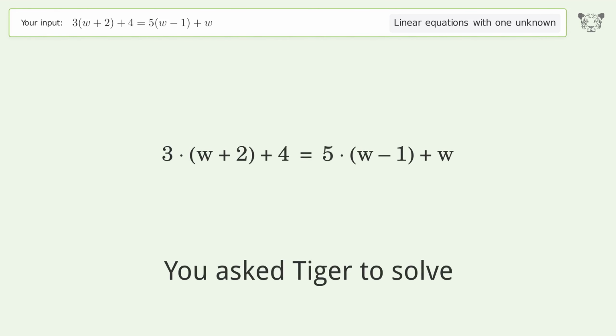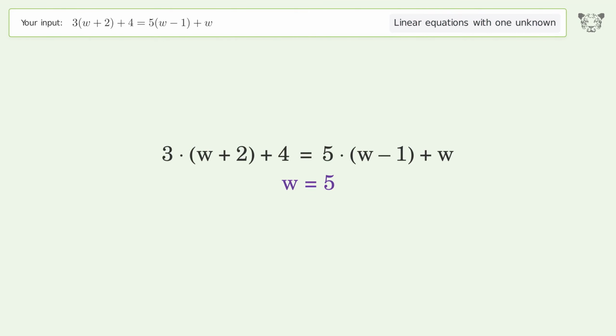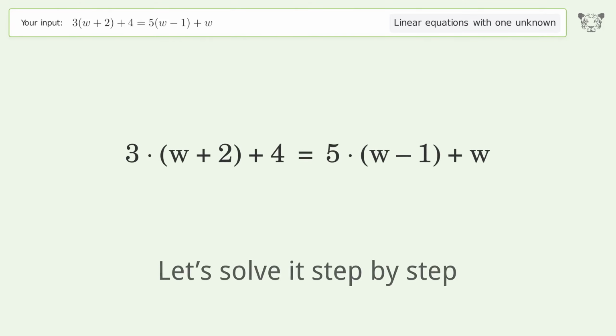You ask Tiger to solve this. This deals with linear equations with one unknown. The final result is w equals 5. Let's solve it step by step.